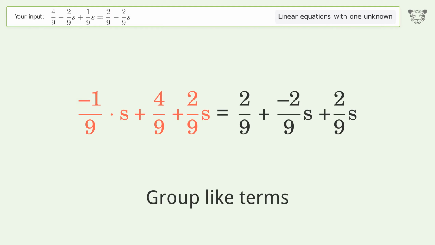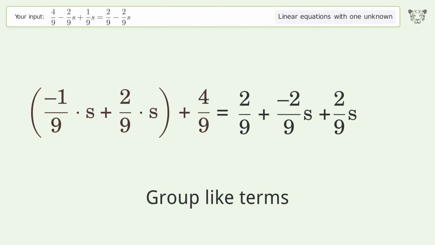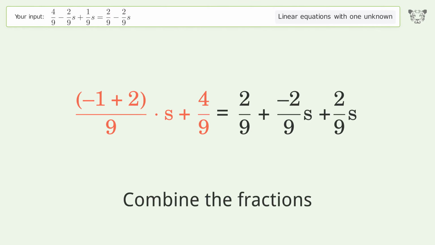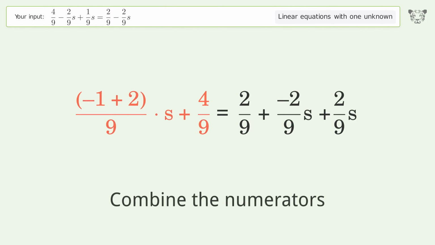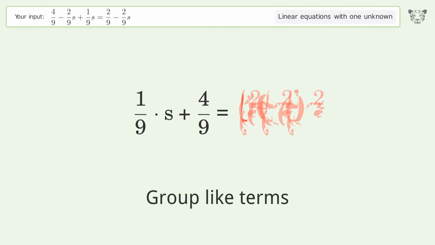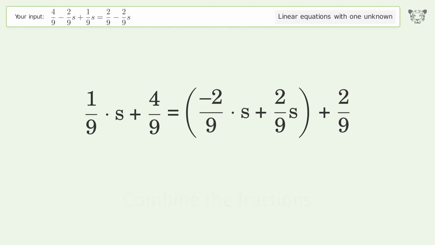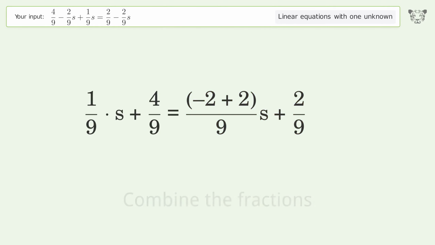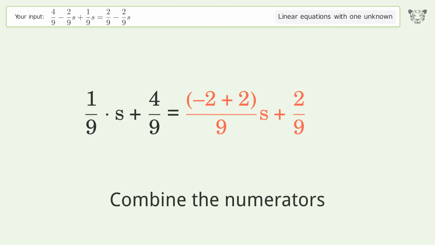Group like terms. Combine the fractions. Combine the numerators. Group like terms. Combine the fractions. Combine the numerators.